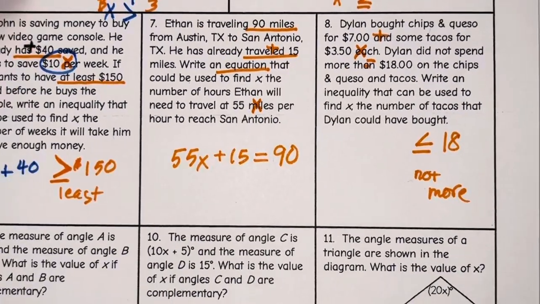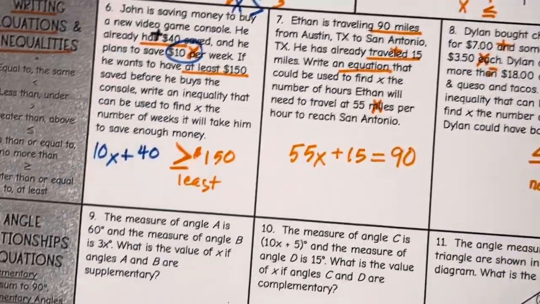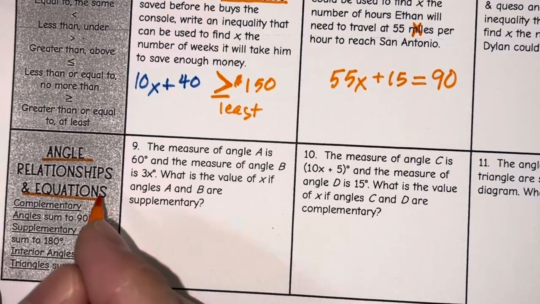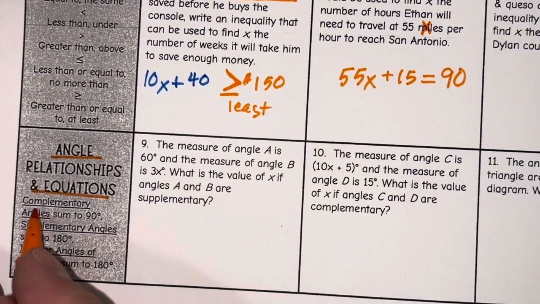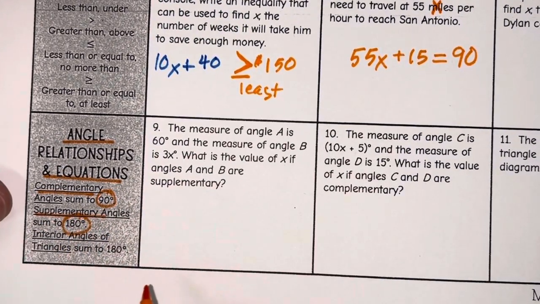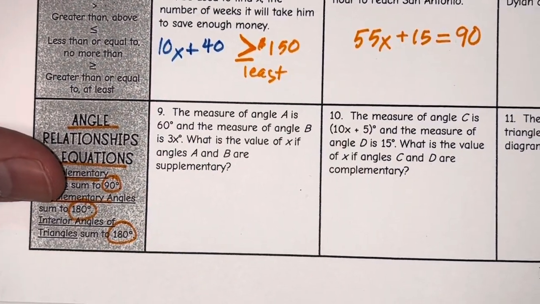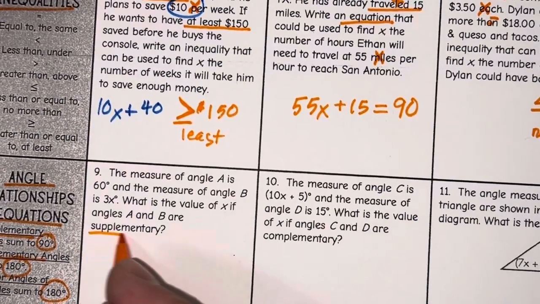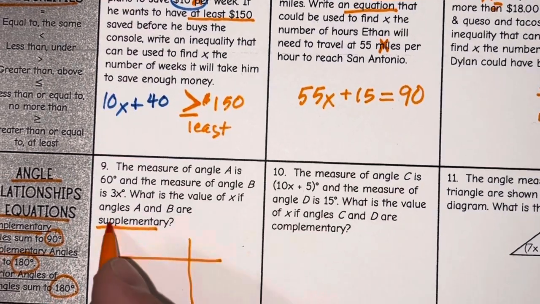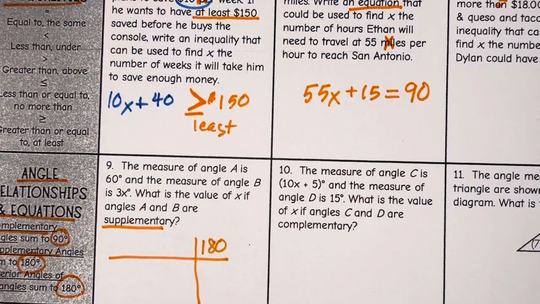All right, so for the last one, we've done equations, inequalities, inequality word problems. So the last one, we're going to look at angle relationships and connecting them to equations. So complementary angles are 90 degrees, supplementary angles are 180, and then opposite interior angles are also 180. So we take a look at the first one. We have supplementary angles.